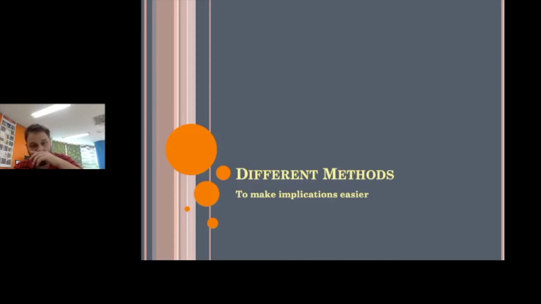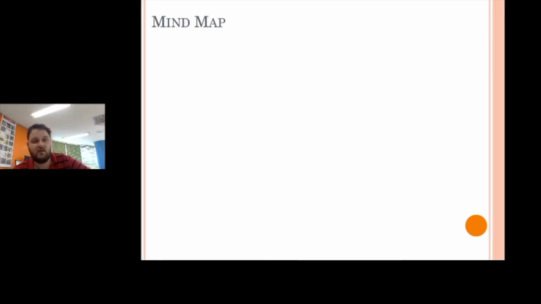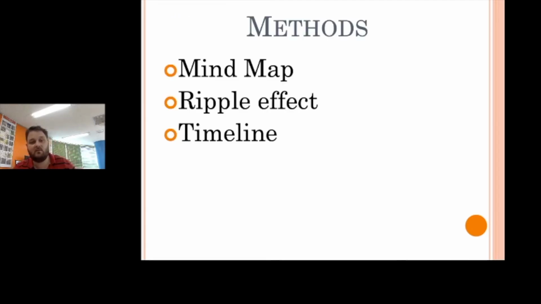Okay, to make implications easier, we have different methods. So we have mind map, ripple effect, and timeline. Okay. So these are just 3 charts that make understanding implications a little bit easier. These 3 methods are good for different types of resolutions. So you may think about our current resolution and think that 1 or 2 of these doesn't make any sense to you. That is fine, but for other resolutions, they may work.